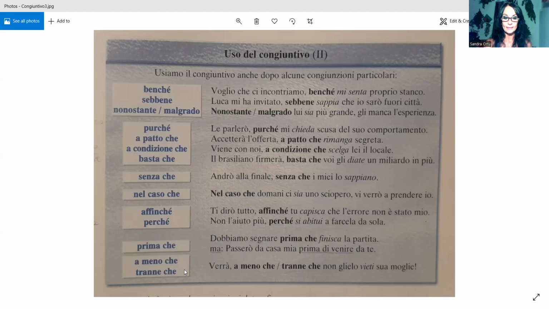A meno che o tranne che, unless. Verrà a meno che non glielo vieti sua moglie. He will come unless his wife forbids him to. It's strange. I think I mentioned it before. Strange examples, but you do run out of ideas sometimes writing books. So this was a long list. In fact, long lists of, as I said, expressions or verbs, but you do have an idea.